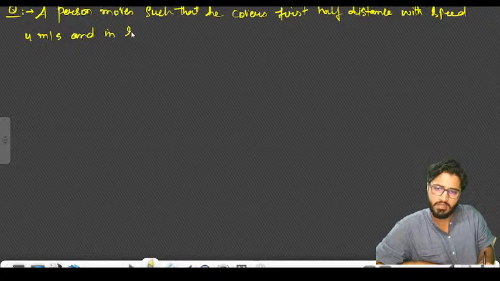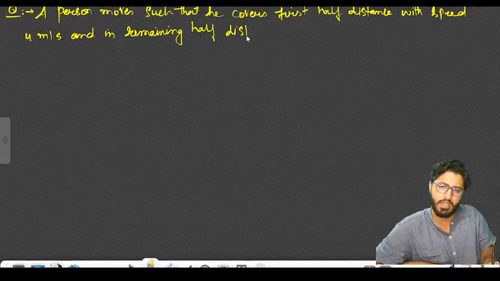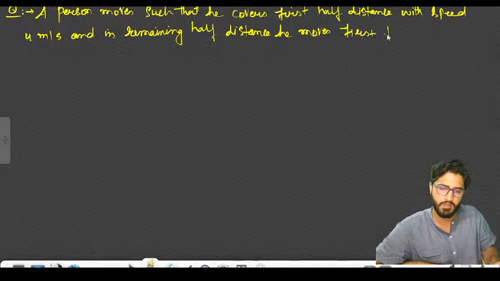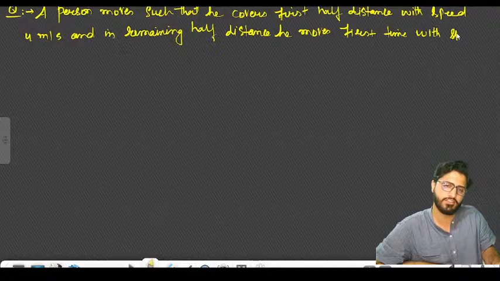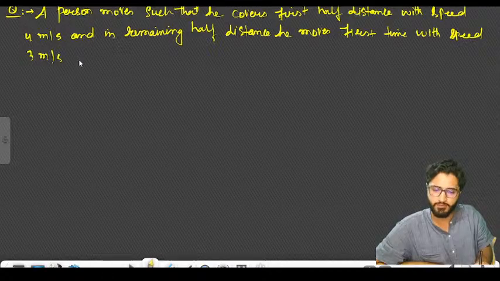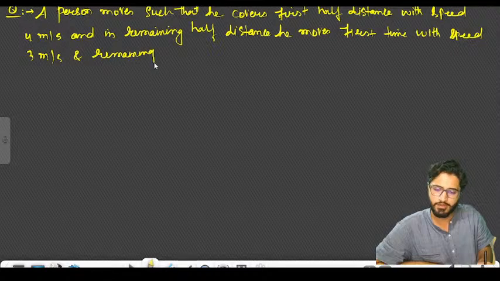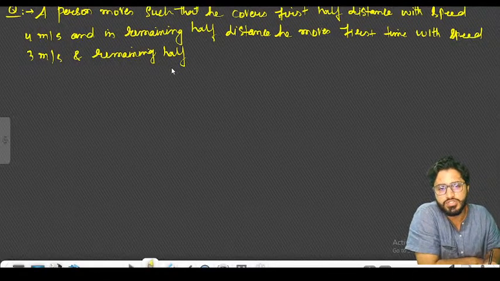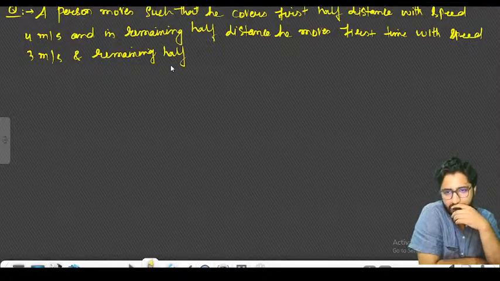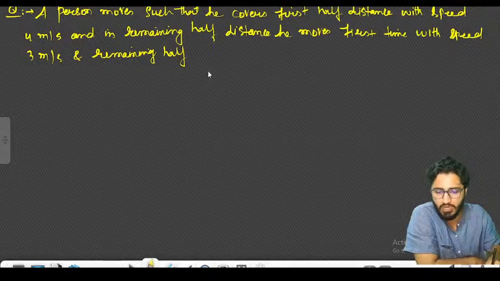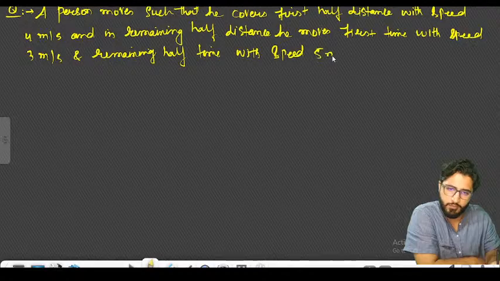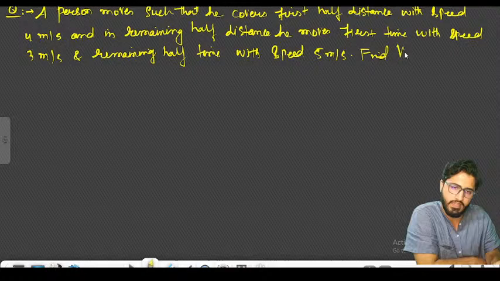And in the remaining half distance, he moves first half time with speed 3 meter per second, and the remaining half time with speed 5 meter per second. Find V average.